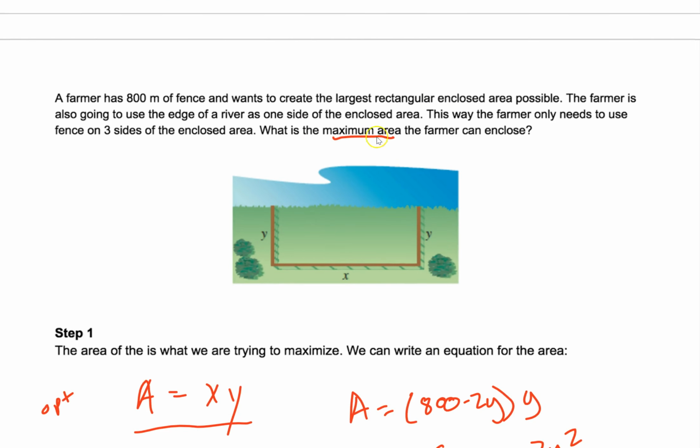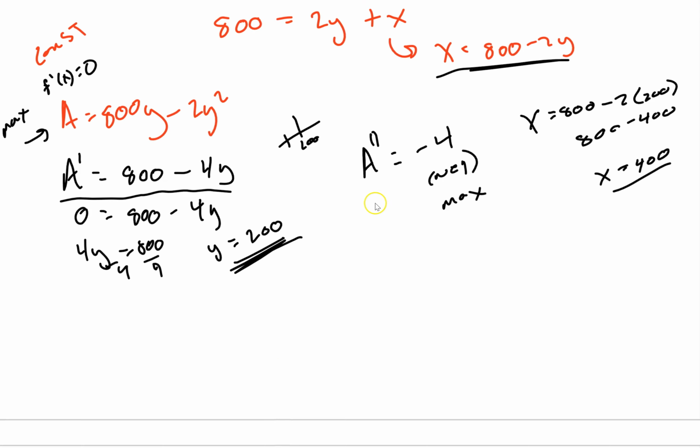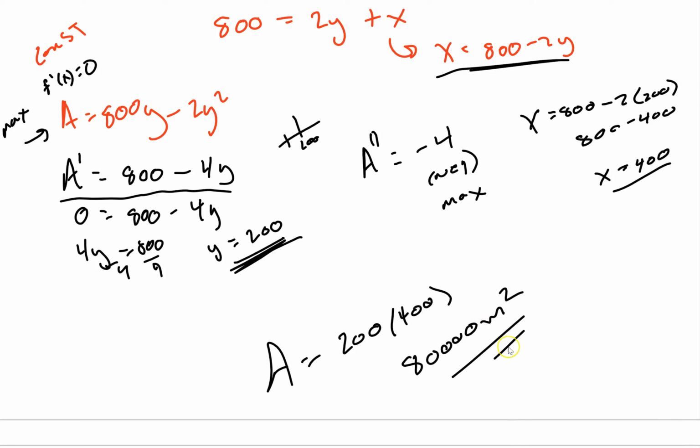And again, the question is find the max area. Sometimes it might just be find the value of the long side or whatever. This question actually wants you to find the area. So my answer is going to be the area, which is 200 times 400, also known as 80000 meters squared, because it's the area. And that's the general idea of how we do optimization.